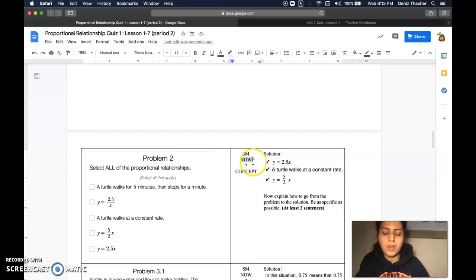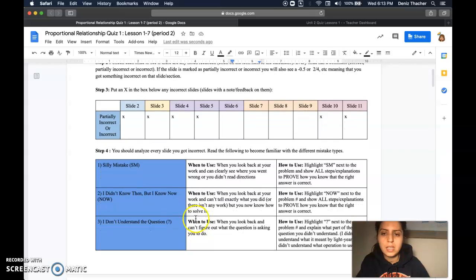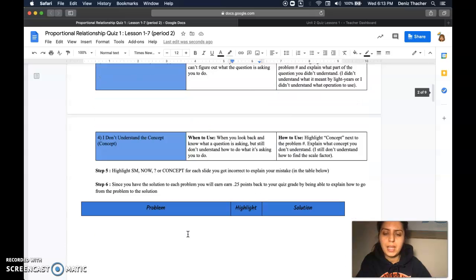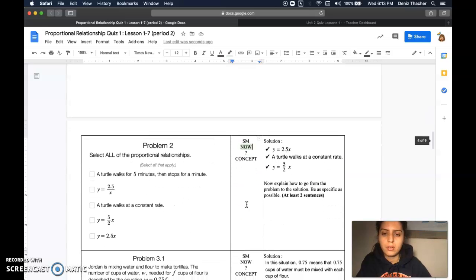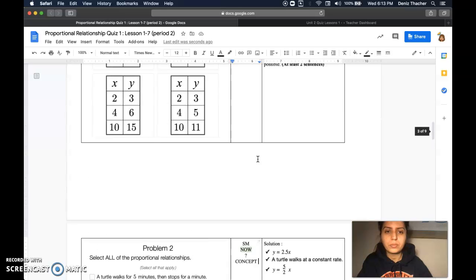So that's really what we're going to focus on today, and tomorrow we're going to focus on being able to explain how to get to the correct answer. So today our focus is to figure out which slides were incorrect and mark this on the table, and also understand the 4 different types of mistakes and highlight why you might have gotten what you got wrong. Is it a silly mistake? Is it something you didn't know then, but you know now? Is it you just didn't understand the question, or is it that you didn't understand the concept?